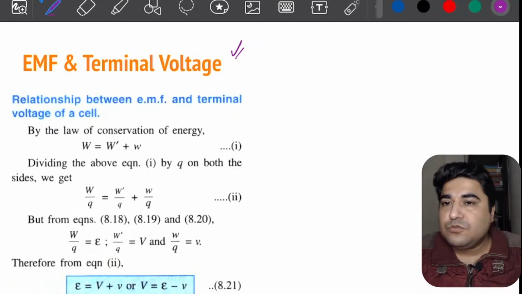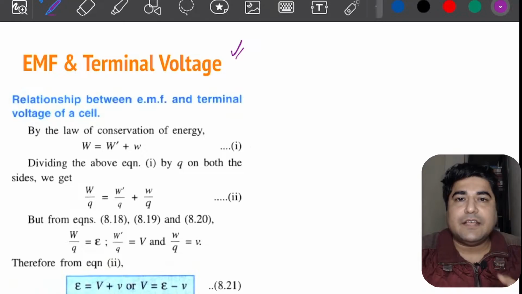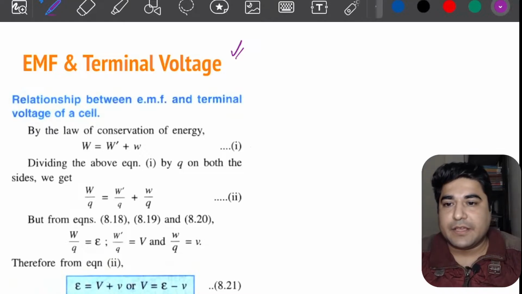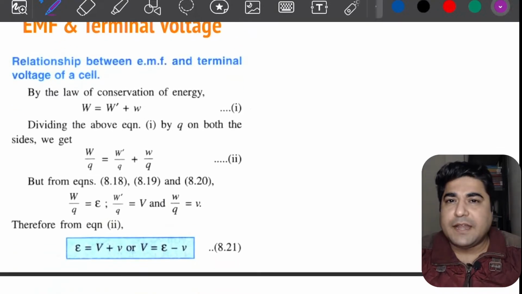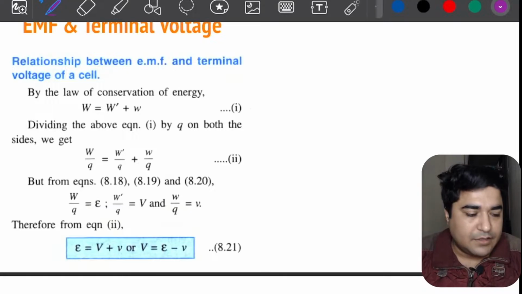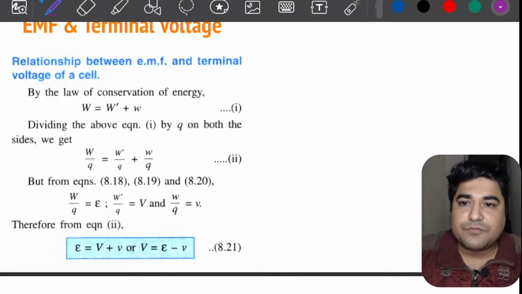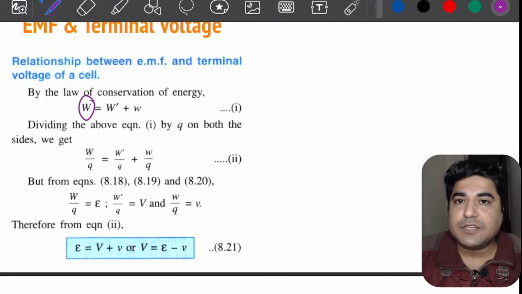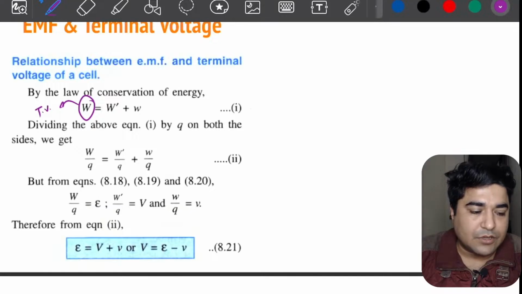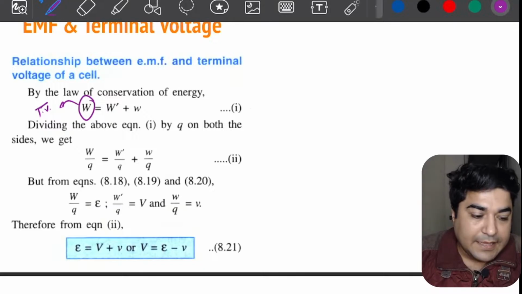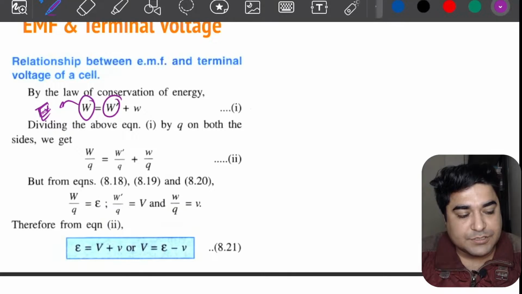Okay, so let's jump to the next concept, which is what exactly is the relation between EMF, terminal voltage, internal resistance, and voltage drop. How are we going to take care of that? I'm not planning to take you through the entire derivation, but I will put a few values here. By the law of conservation of energy, we understand that this work done was the work done of the EMF, this was for the terminal voltage, and this was for the voltage drop.